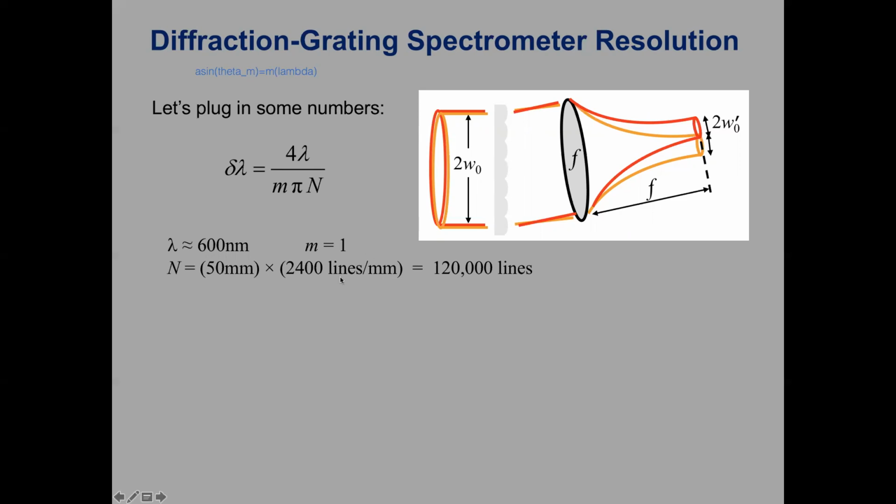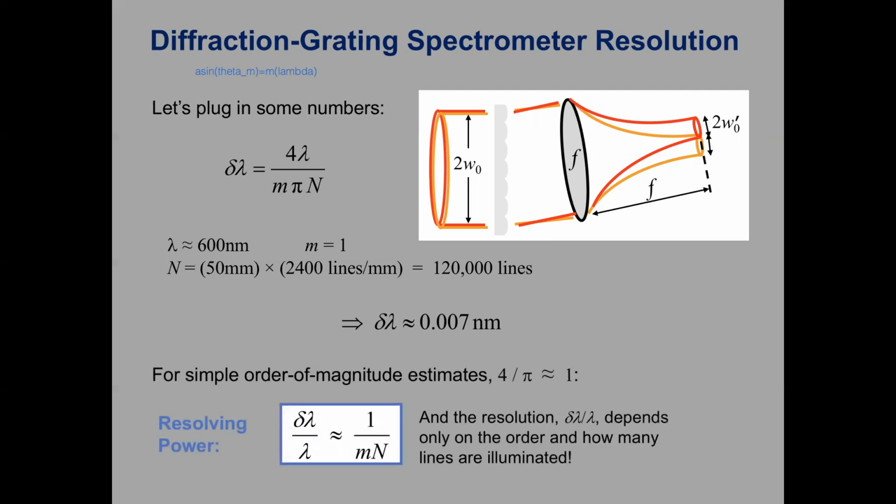So if we have 2,400 lines per millimeter and the beam going into the grating is 50 millimeters in diameter, then the number of lines that are actually diffracting light, or the number of slits that are actually diffracting light, is about 120,000. This would give us a delta lambda of about 7 thousandths of a nanometer. So with most diffraction gratings, we could get really, really fine resolution.